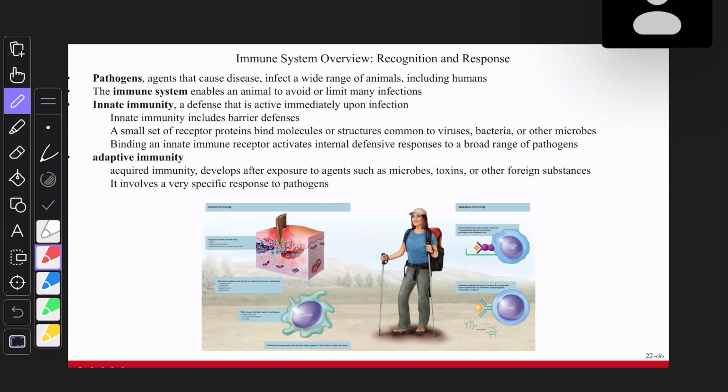Okay, so you see the difference between adaptive and innate here. Innate, very generalized, non-specific. Adaptive immunity is a learned response to a specific pathogen. Okay, make sense? Questions? No? Okay, moving on.